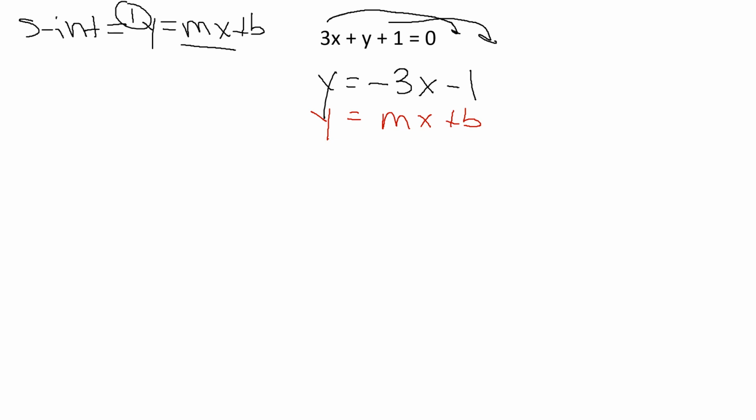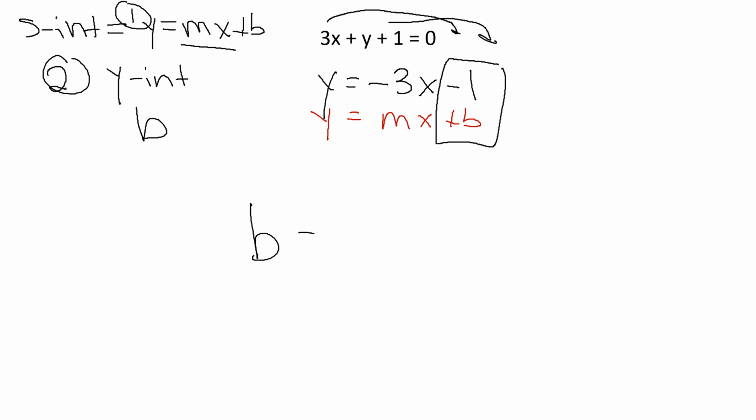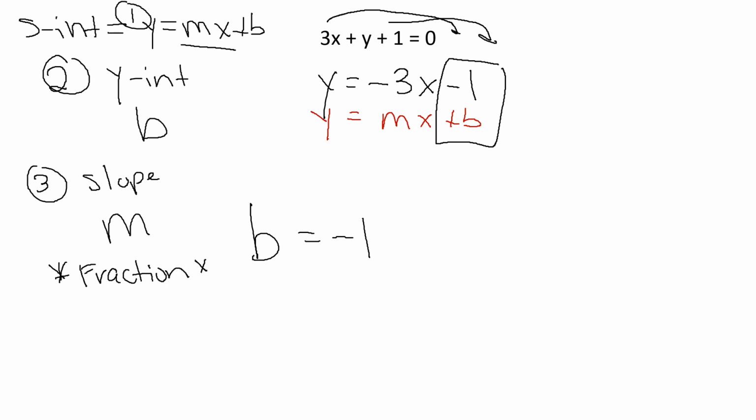And now all I have to do is look at this, because remember, second step is going to be to find your y-intercept. Your y-intercept is the b. So in this case, b equals negative 1. My third is going to be to find the slope, and your slope is your m. Make sure you have it in fraction form. So in this case, it's negative 3. How do I make negative 3 a fraction? I can make any number a fraction by putting it over 1.